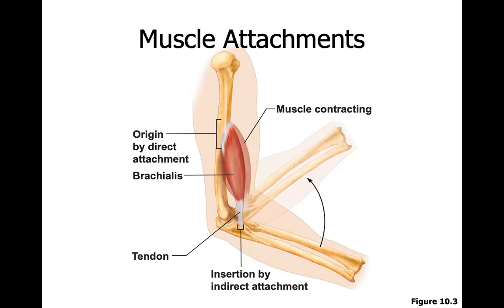But if you contract this muscle, your ulna gets closer to your humerus, right? So here's basically what we're talking about. However, the position of your humerus doesn't change. That means the humerus attachment is identified as the origin, which is less movable or immovable, versus the ulnar attachment, which is moving, identified as your insertion.